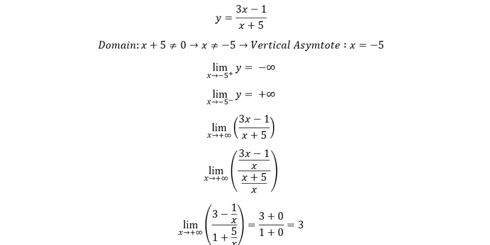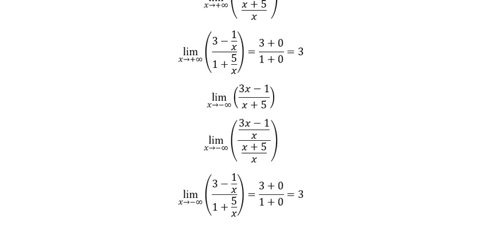So the horizontal asymptote is y equals 3. And this is the final answer.